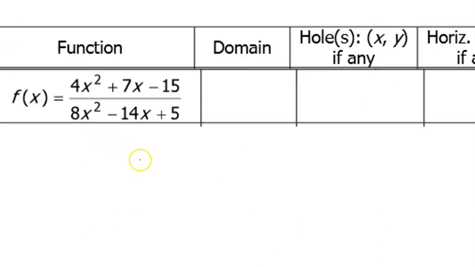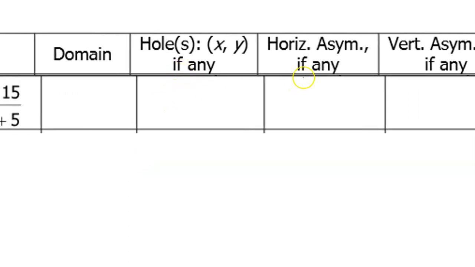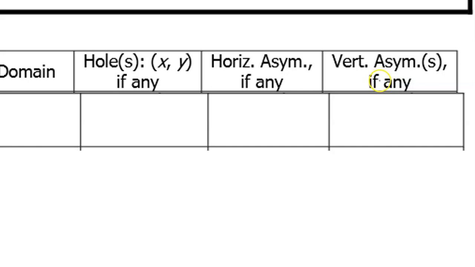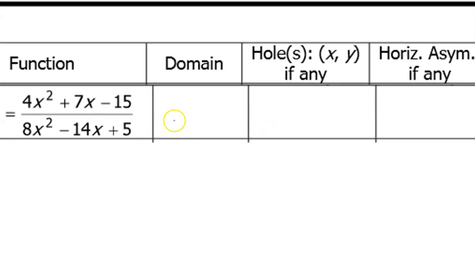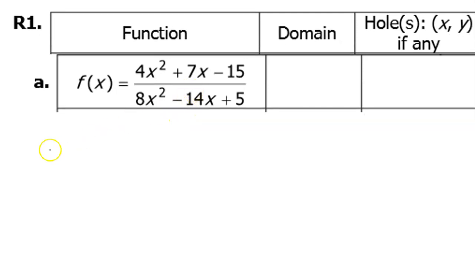For problem A, ultimately we need to find the domain, and we need to find any holes, horizontal or vertical asymptotes that exist. But before we can do any of that fun stuff, we need to rewrite this in factored form so we can better see what's going on. Let's start with the numerator.